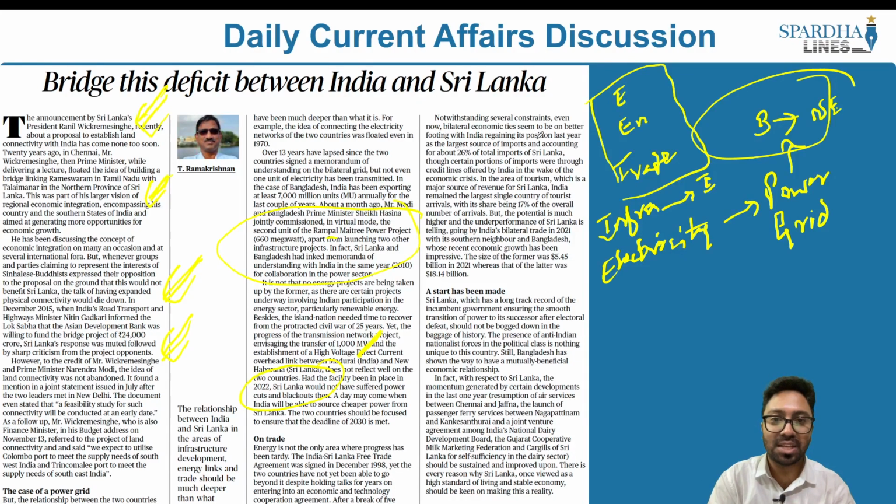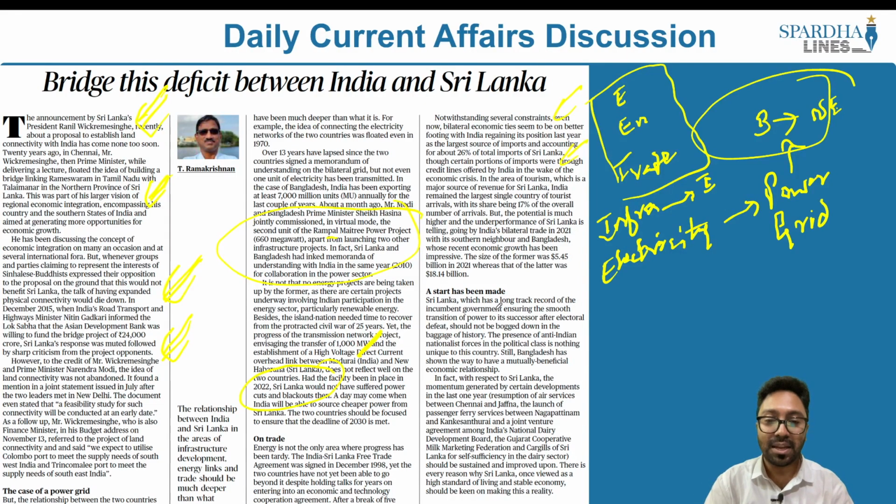Notwithstanding several constraints, even now bilateral economic ties seem to be on a better footing, with India regaining its position last year as the largest source of imports and accounting for about 26% of the total imports of Sri Lanka, though certain portions of imports were through credit lines. So we have to expand on the import and the export front, says the author.